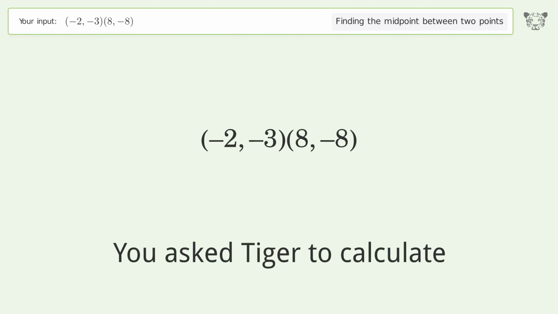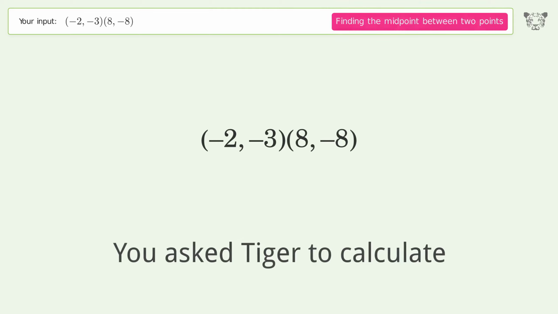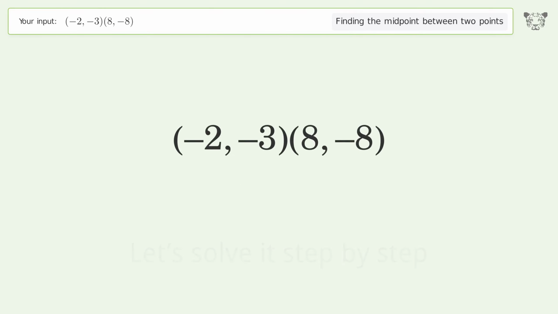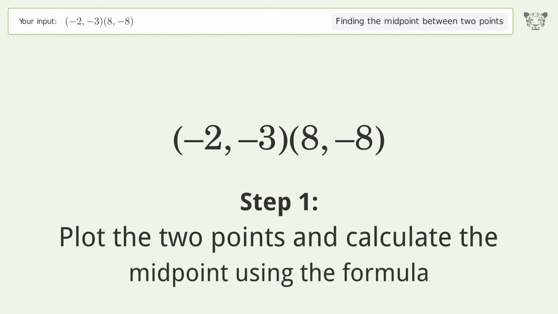You ask Tiger to calculate. This deals with finding the midpoint between 2 points. The midpoint between the 2 points is 3, -5.5. Let's solve it step by step. Plot the 2 points and calculate the midpoint using the formula.